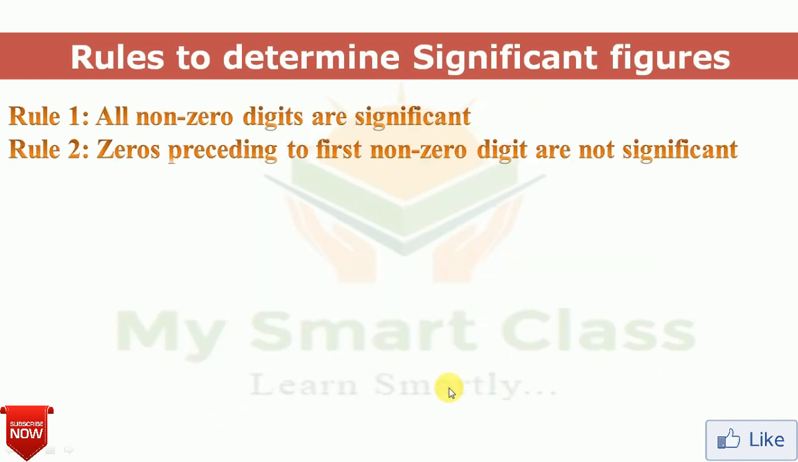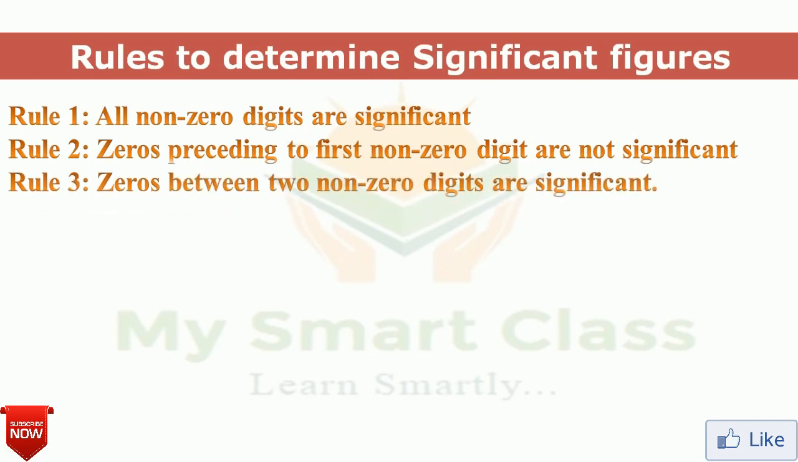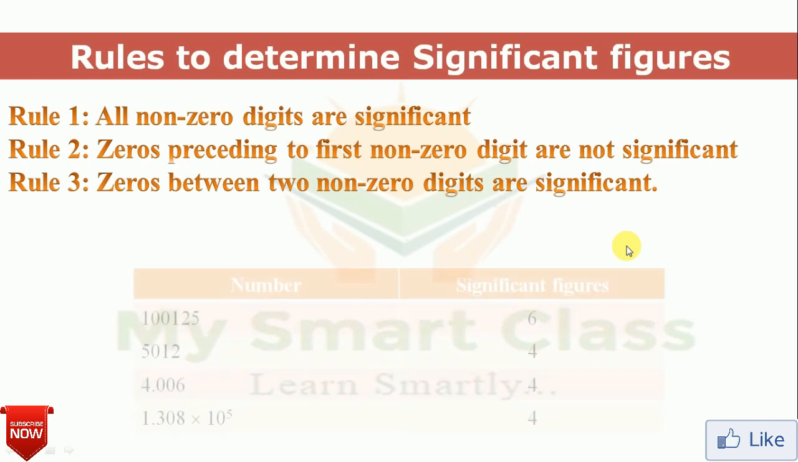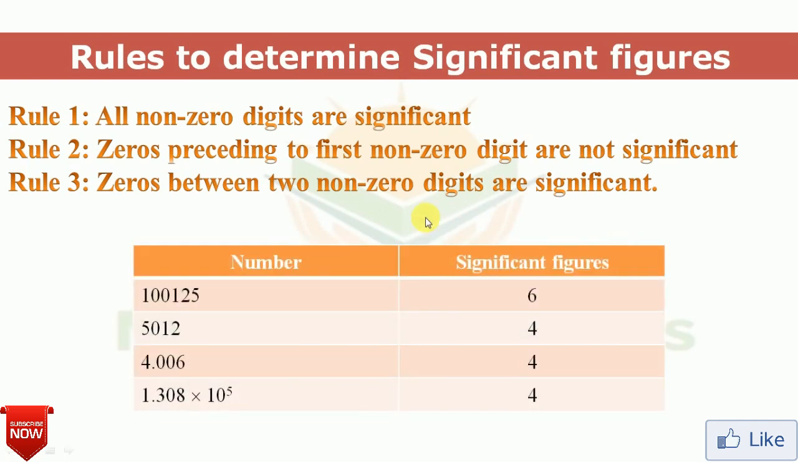Now rule number 3. Rule number 3 says that zeros between two non-zero digits are significant. So in this case see, these two zeros are between two non-zero numbers, so these are also counted as significant figures. So in this case there are 6 significant figures. In this case 4, this case is also 4, and this case is also 4 significant figures.